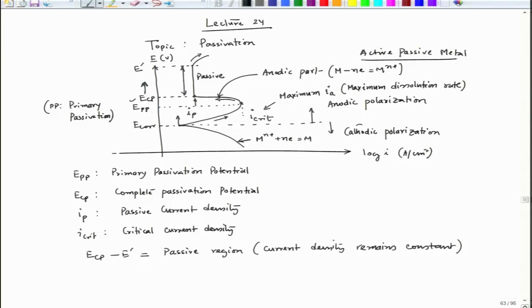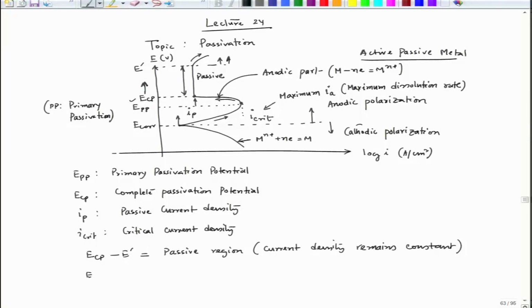Now, beyond E prime, if we increase the potential further, the plot moves rightwards again. This particular zone beyond E prime can be due to several factors. It can be due to dissolution of the metal, oxygen evolution reaction, pitting related phenomena, or complex ion formation of the metal oxide that has formed on the metal surface, and then further dissolution.